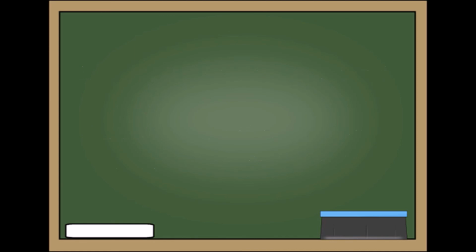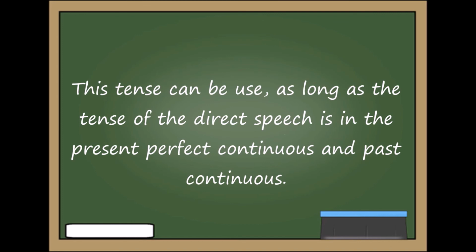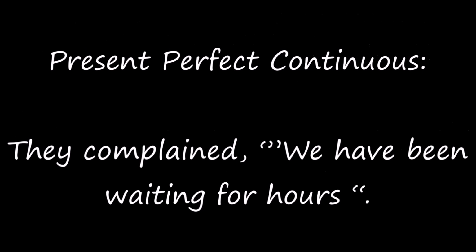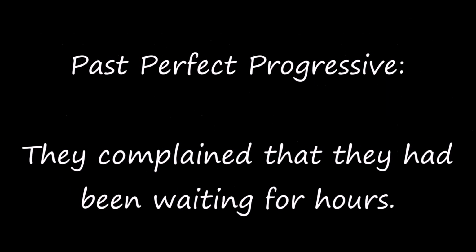The fourth is reported speech. This tense can be used as long as the tense of the direct speech is in the present perfect progressive and past progressive. For example, present perfect progressive: They complained, we have been waiting for hours. If you are going to convert this one in reported speech, this will become a past perfect progressive form. They complained that they had been waiting for hours.